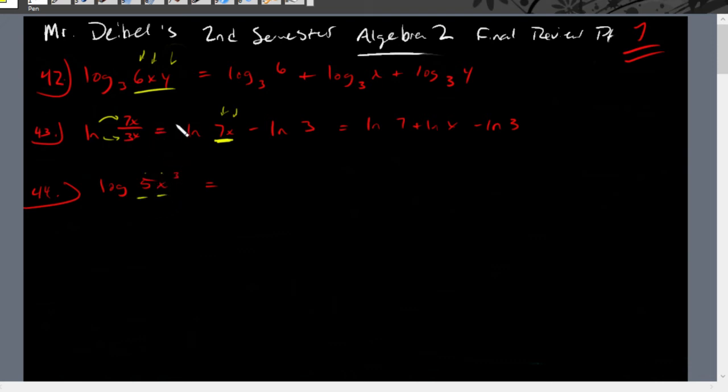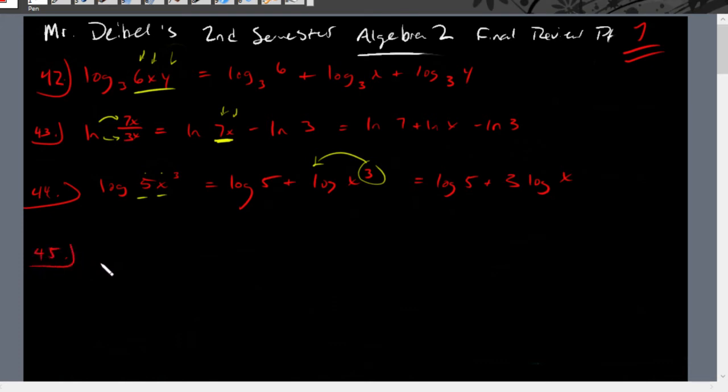5 times x to the third. So you want to separate this into a sum of logs. Log of 5 plus log of x to the third. Now, it's not fully expanded until this 3 is moved in front of the log using the power rule. So it would be log of 5 plus 3 log of x. All right? That's it. You're done.